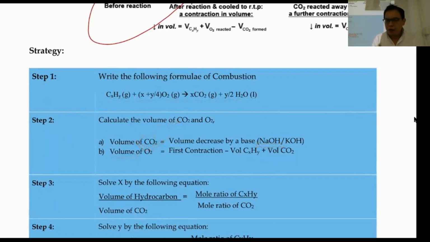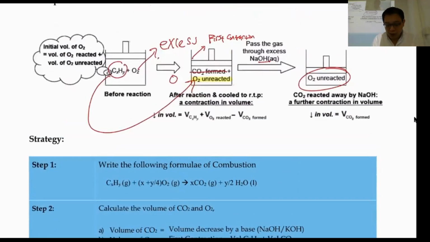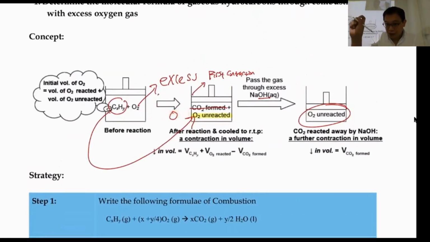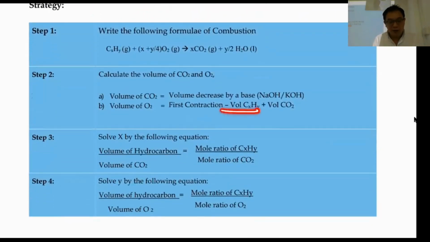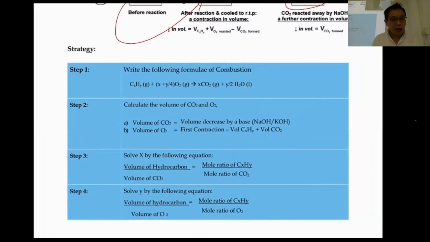Now, number B, this might look a bit confusing. Later, I'll highlight to you how I derive the formula. But for now, we just accept it as it is. Volume of CO2 is the first contraction. Remember what is the first contraction? It is the difference in their volume. That is the first contraction, minus volume of hydrocarbon plus volume of CO2. After which, steps 3 and 4 are the mole ratio technique to find out the values of X and Y. So this is the 4-step process. We're going to use the 4-step process and implement it on the questions. Can we take a look at the next page together? I'm going to show you how I do the first example and you subsequently replicate it.